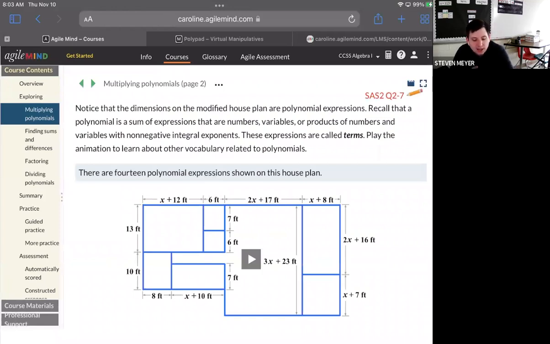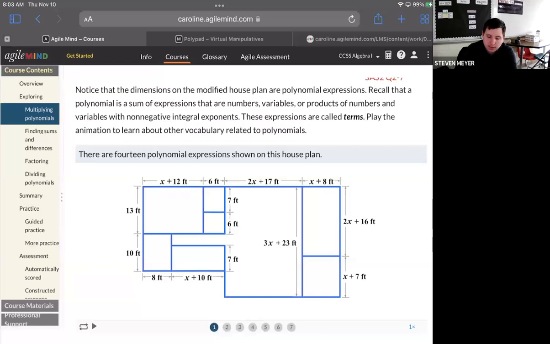Notice that the dimensions on the modified house plan are polynomial expressions. Recall that a polynomial is a sum of expressions that are numbers, variables, or products of numbers and variables with non-negative integral exponents. These expressions are called terms. Play the animation to learn about other vocabulary related to polynomials.